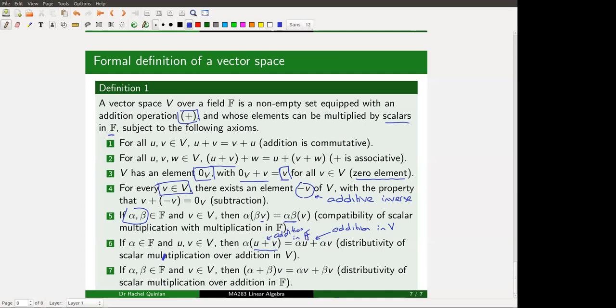So the first one is addition in the field of scalars F, and the second one is addition in the vector space itself. So we want that if we take a sum of two vectors multiplied by a scalar alpha, that should give us the same outcome as if we multiply the two vectors separately by alpha and then added them in the vector space. And similarly, if we want to multiply a vector V by the sum of two scalars, we should get the same outcome as if we multiplied it separately by the two scalars and then did the addition in the vector space V. So this addition here is addition in the vector space V, and this addition is addition in the field of scalars F. That is the technical specification of what a vector space is.